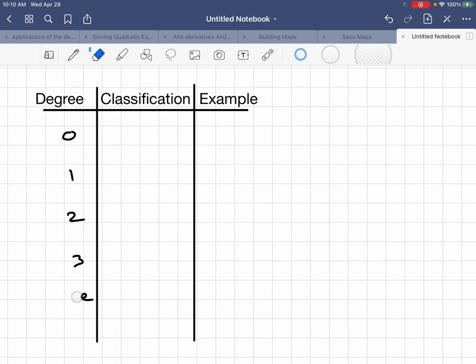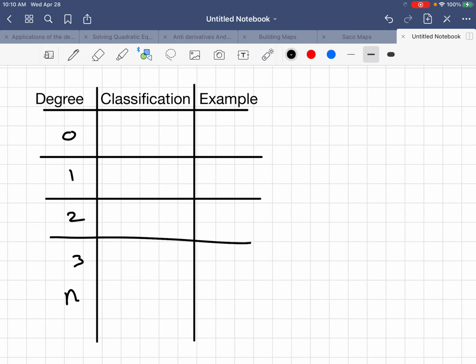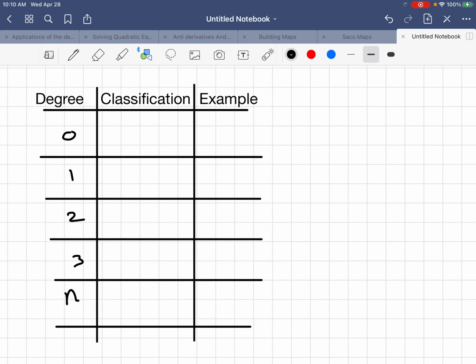I'm going to change this a little bit here. So, degree 0. What a degree 0 polynomial is going to look like, you're going to be like, really? That's bizarre. But I'll explain a little bit here. An example of a 0-degree polynomial would be any number, like -10.